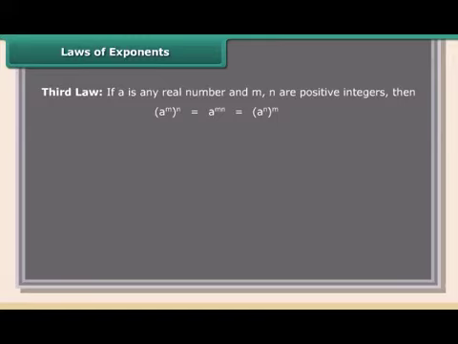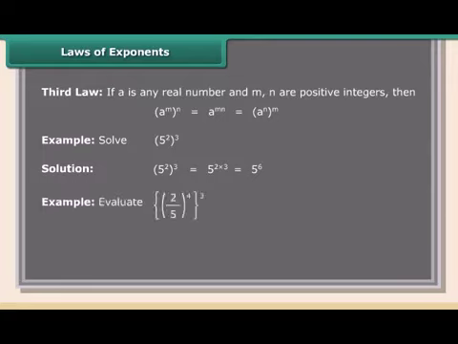Third law: if a is any real number and m, n are positive integers, then (a^m)^n is equal to a^(mn), which equals (a^n)^m. Example: solve (5^2)^3. Solution: (5^2)^3 is equal to 5^(2 into 3), which is equal to 5^6.